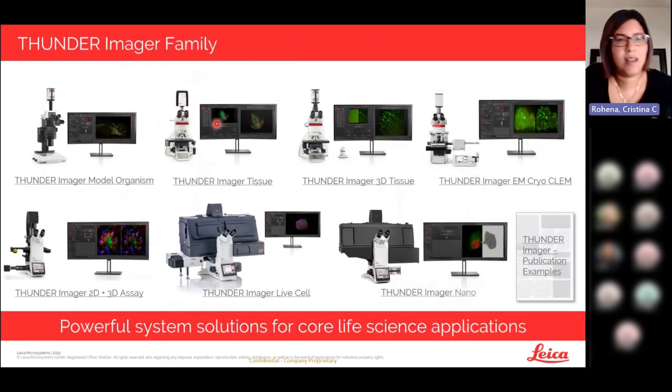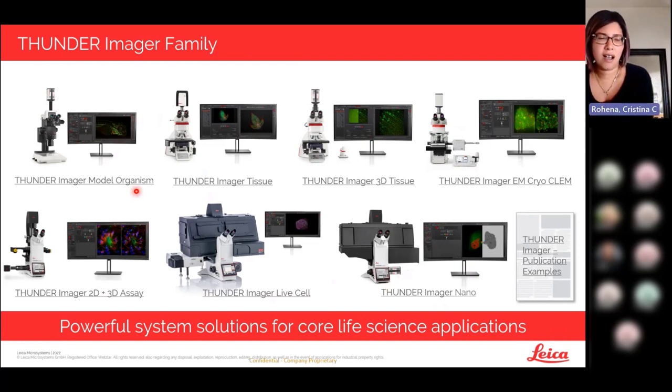This is an overview of our portfolio of Thunder Imagers. We cover everything from high-end fluorescent stereo microscopes to high-end upright microscopes and our high-end inverted systems. I'll go through each one of these and some examples on each one. But we are able to offer powerful system solutions for all of your core life science applications.